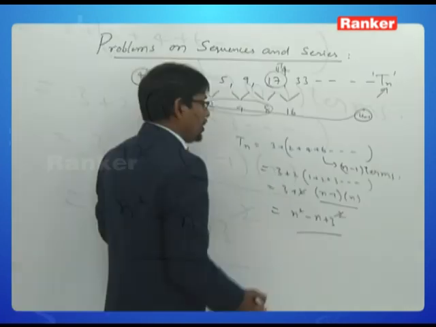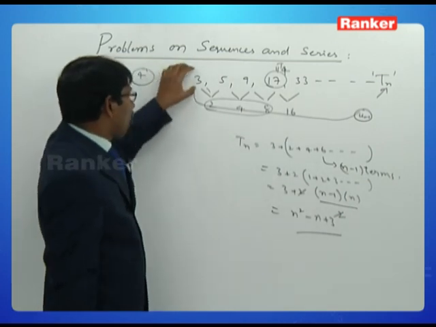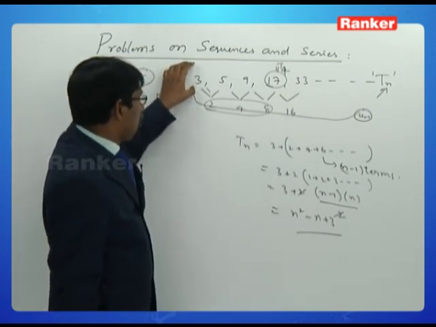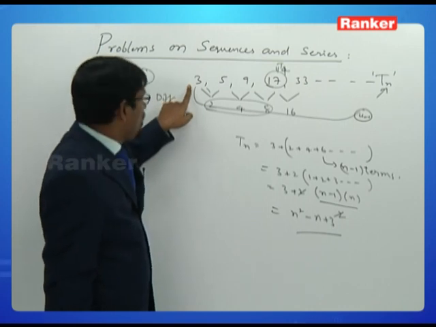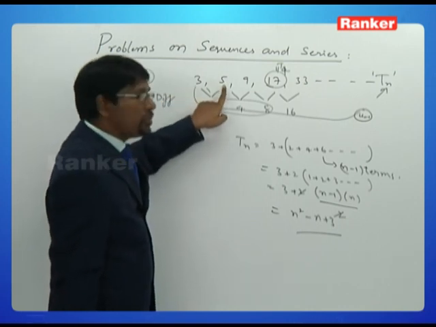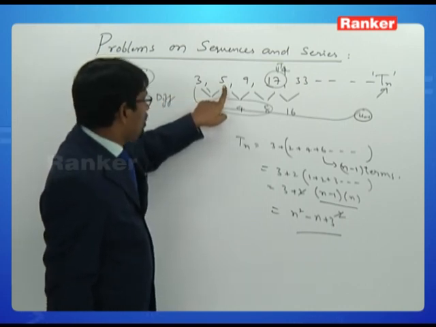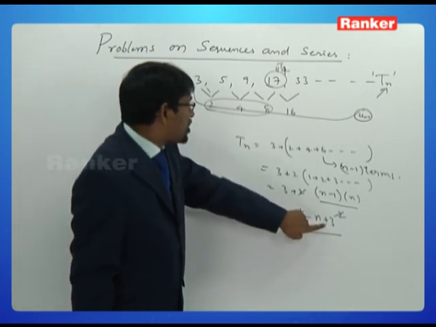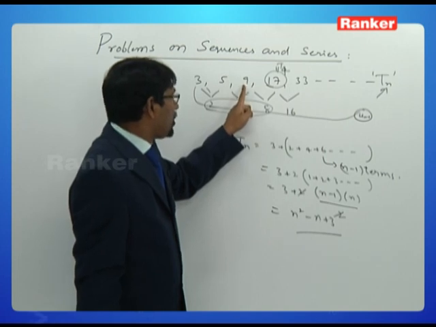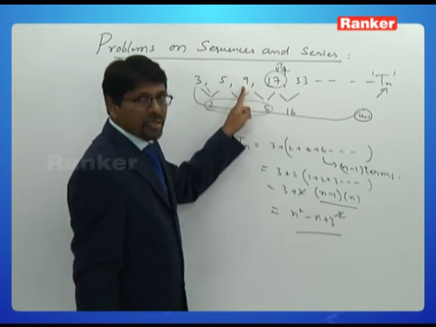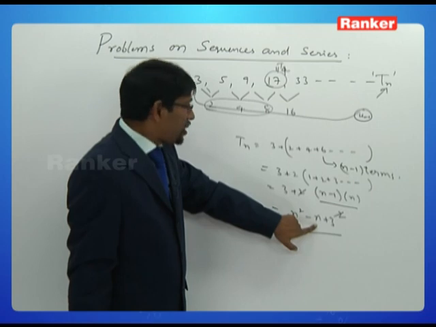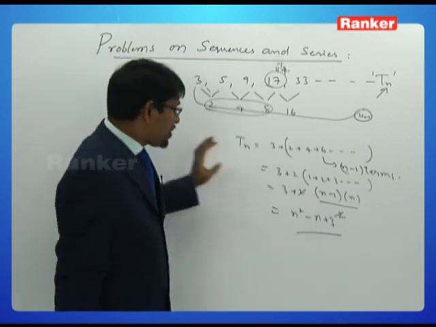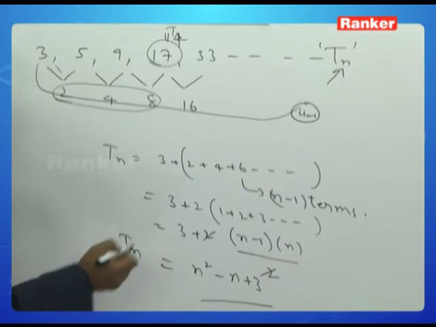That's a general term. Just check it out. If n is 1, it's matching: for n equal to 1, we have t1 to be 3. What about 2? It is 5: 2 square plus 2 square minus 2, that makes it 2 plus 3, 5. N equal to 3: 3 square minus 3, 9 minus 3, 6. 6 plus 3, 9, is matching. So this is the nth term of the given series.